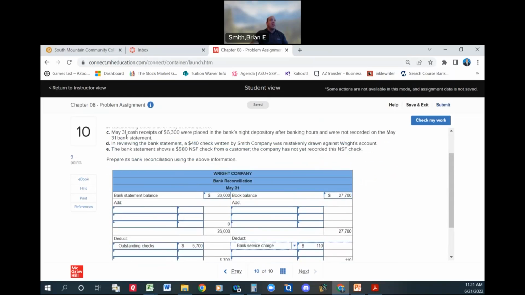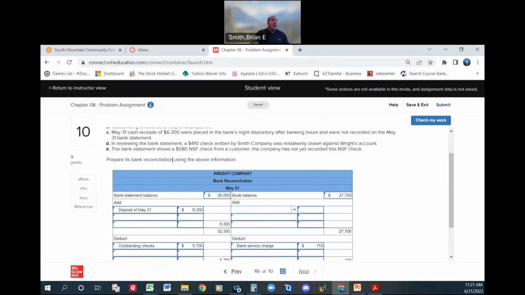May 31st, cash receipts of $6,300 were placed in the bank night depository after banking hours and were not recorded in the May 31st bank statement. This is our deposit in transit. We've recorded it on the books and deposited it, but they didn't get it till the next day. So we're going to come over here and look for the deposit of May 31st. It could also be deposit in transit. It could also say something else, okay? That's just what we're going to put on there because that's what they wanted.